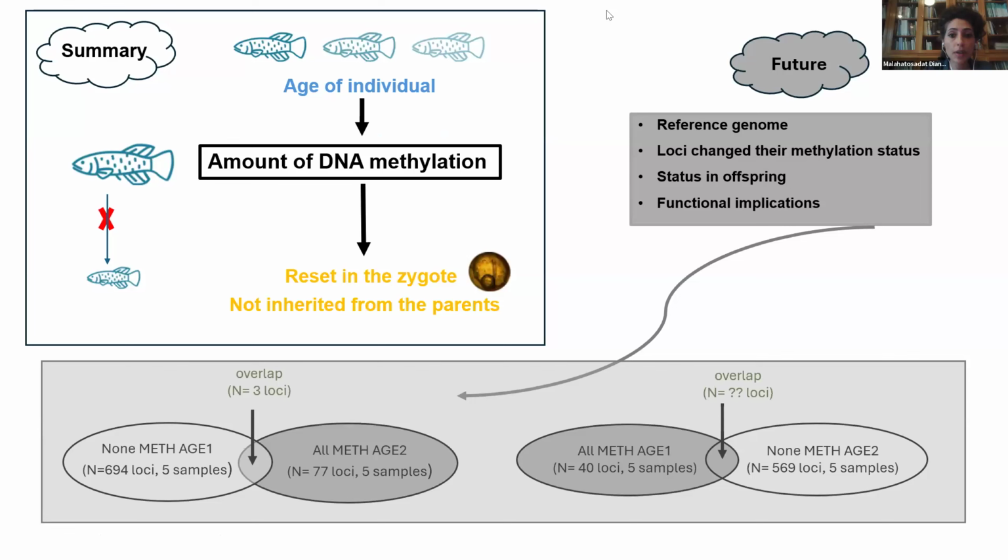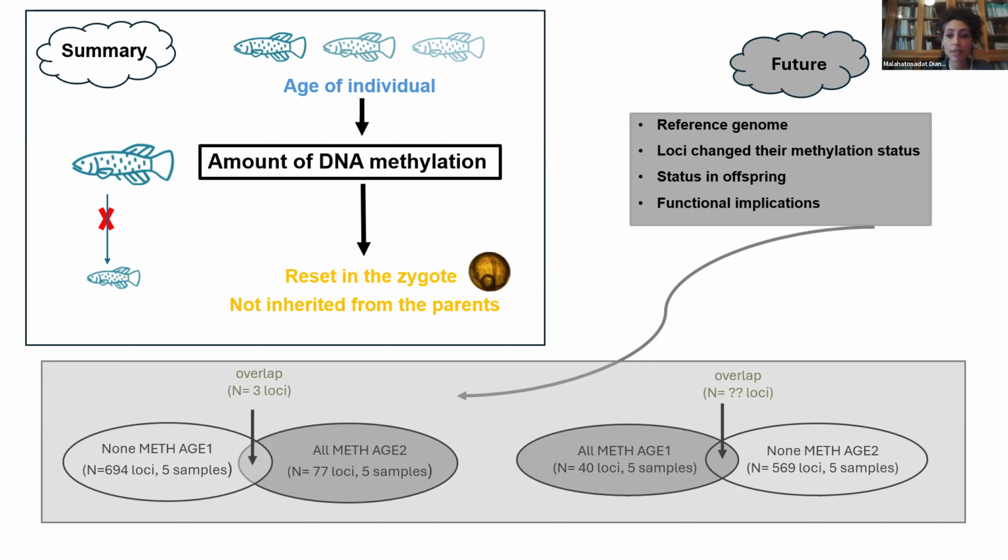And to summarize my talk, I can say that the main thing that affects the amount of DNA methylation is dependent mainly on the age of the individual, and it means that they don't inherit from the parents to the offspring, and probably they reset in the zygote after fertilization. But what is the next step?